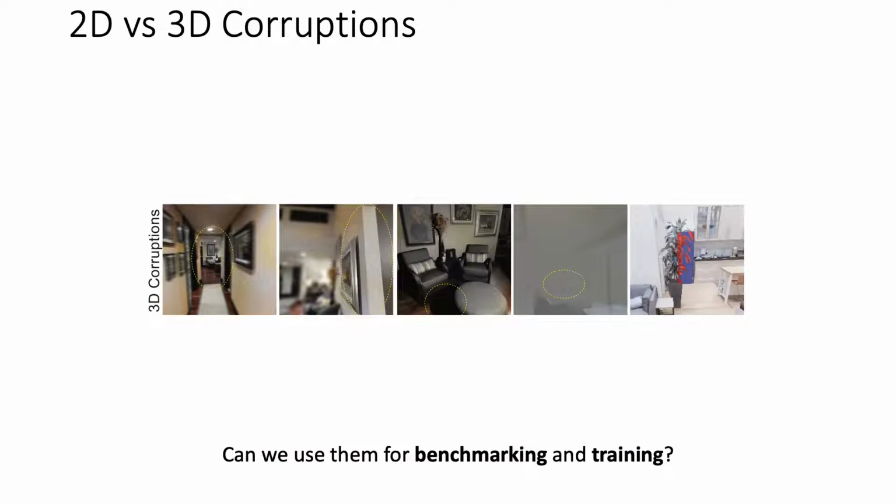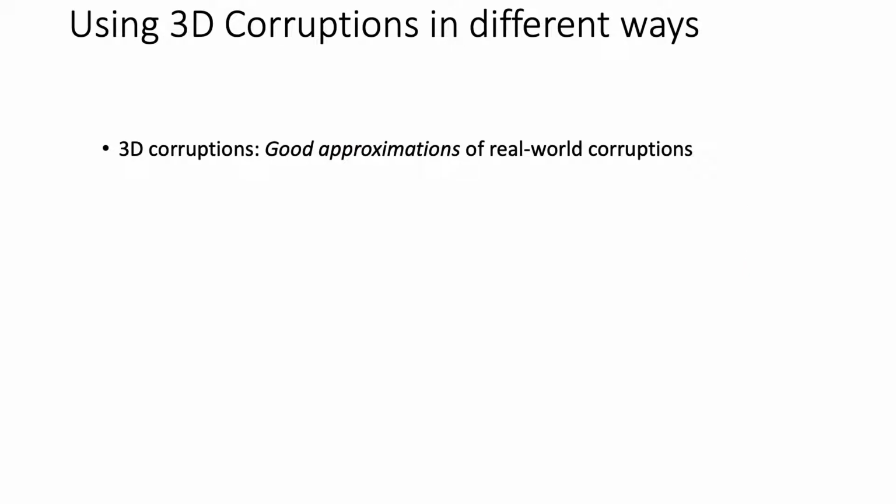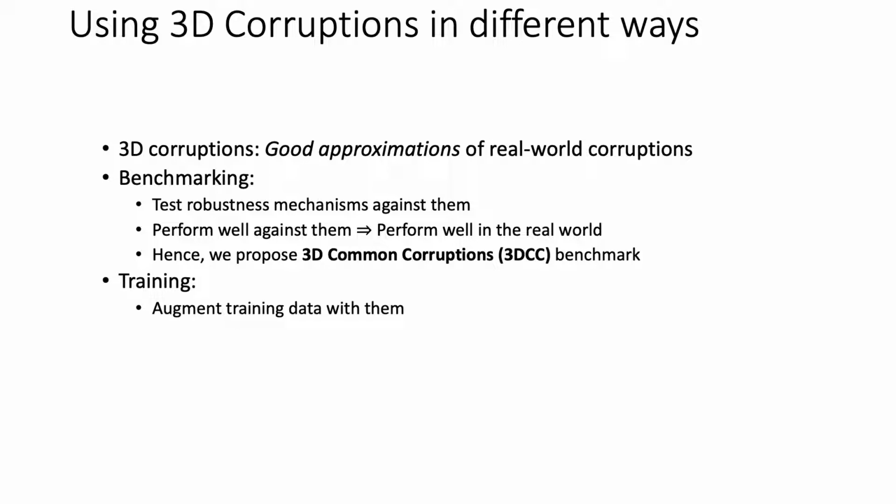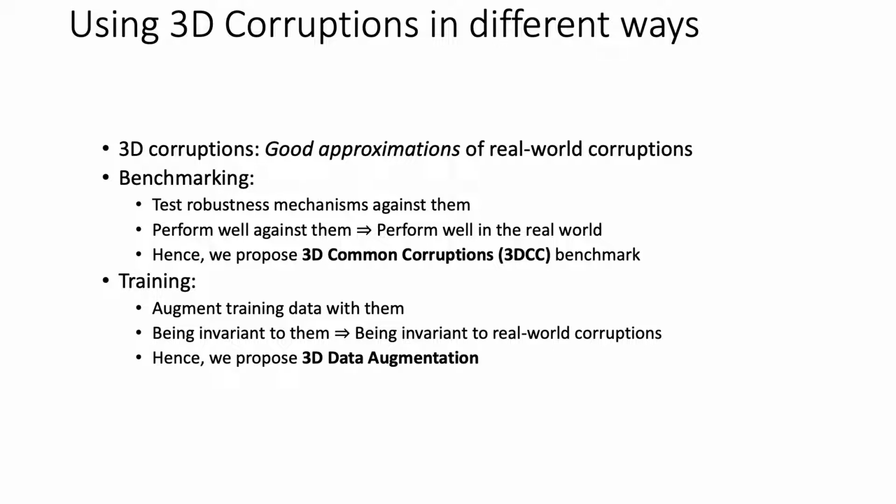Can we use 3D corruptions for different purposes? As visuals suggest, 3D corruptions are good approximations of real-world ones. Hence, they are useful for benchmarking model robustness. If a model performs well against them, it can do so in the real world too. Thus, we propose benchmarking with 3DCC. Second, one can also perform data augmentation using them. Being invariant to these corruptions can improve real-world robustness. Hence, we propose 3D data augmentation.